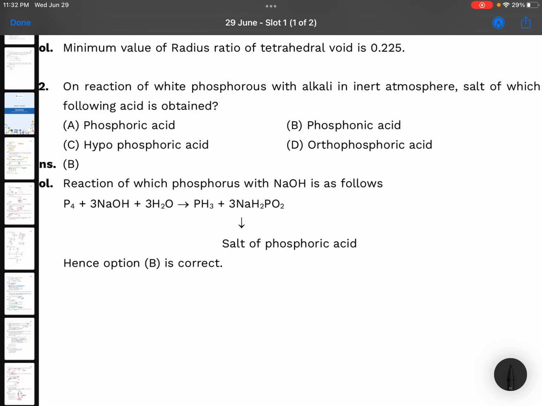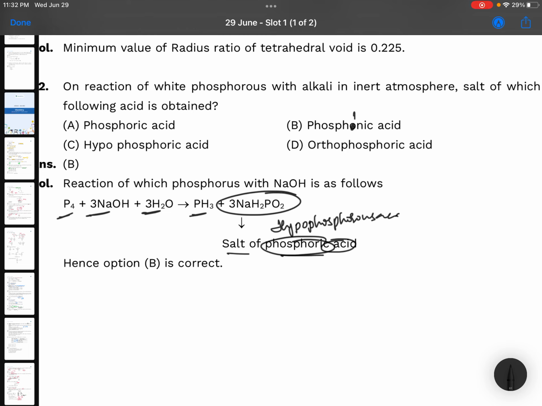On reaction of white phosphorus with alkali: white phosphorus means P4 plus 3NaOH plus 3H2O gives PH3 plus 3NaH2PO2. This is a salt of hypophosphorous acid, another name is phosphinic acid. Here is a mistake, it's phosphinic acid. So the answer is phosphinic acid, option B.